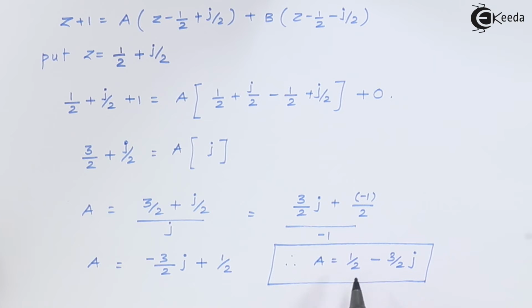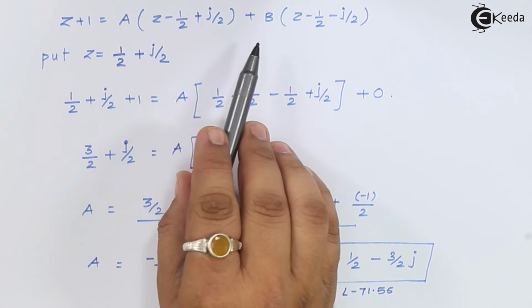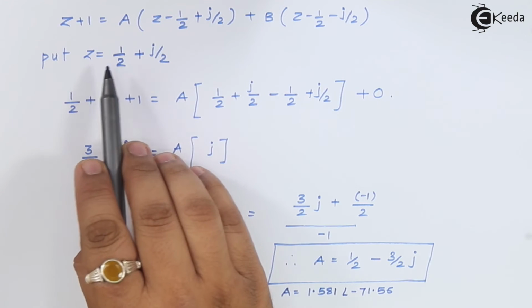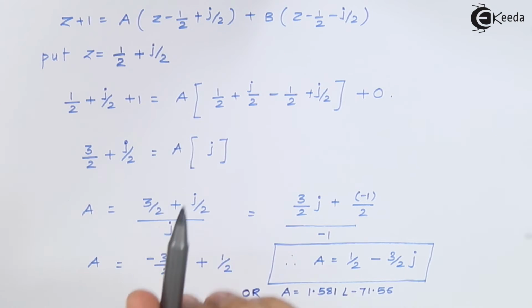Well, you can write this value, half minus 3 by 2 into j, in polar format. Then what will be the result? I'll show you. So we can write this value in polar form like 1.581 at an angle minus 71.56. Now similarly we will solve the value for B, where we are going to substitute z equals the complex conjugate value, so that you will get the answer of B.